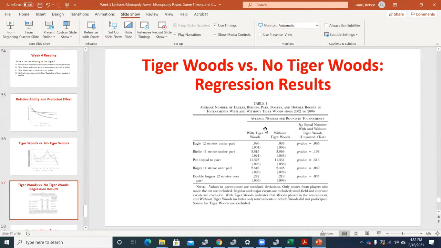So this first table is really looking at, I think this is just the averages, right? Yeah, so they just broke this down to the averages. When a golfer was playing with Tiger Woods versus without, what was the average number of eagles, average number of birdies, and so on? You look here, there's not a lot of differences in the averages, and so, well, maybe players play the same regardless of whether they're going up against a high-quality opponent or not. But just comparing averages isn't a great way to look at this, okay?